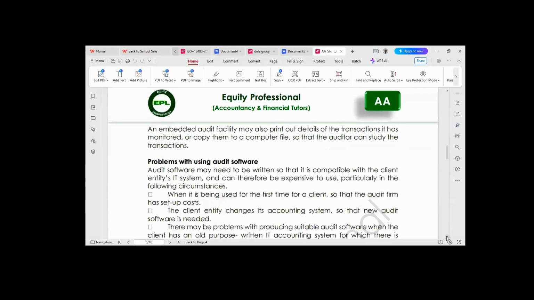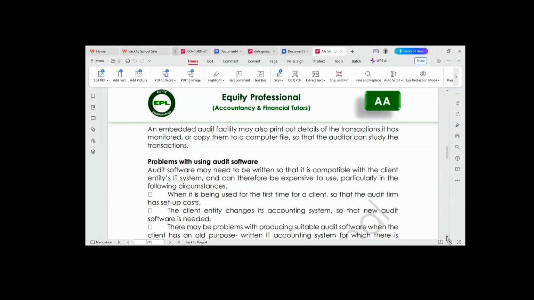Some of the problems you have with all this software is that when it is being used for the first time, the setup cost is always high. The cost of procuring it is very, very expensive. Why is it expensive? Because it's mostly in foreign currency, not denominated in naira. Number two, when there's a change in the accounting system, let's say you change from QuickBooks to Navision Dynamics ERP, that means the software we need to change. That's another cost.